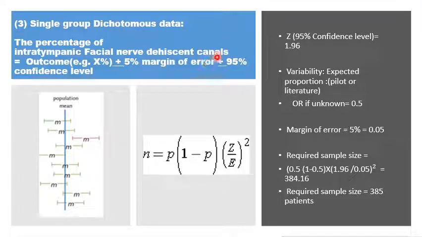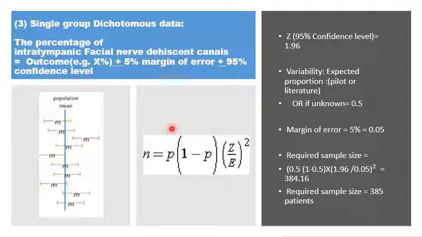A 95% confidence interval, for example, would mean that if this study is repeated 20 times, 19 out of the 20 studies, that is 95% of the studies, would have the correct answer within its margin of error. So this is a high level of confidence, and this is a fairly narrow margin of error.